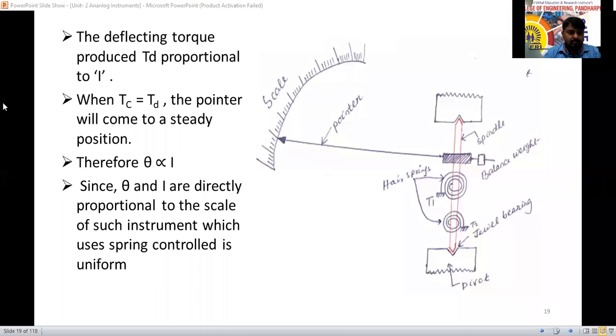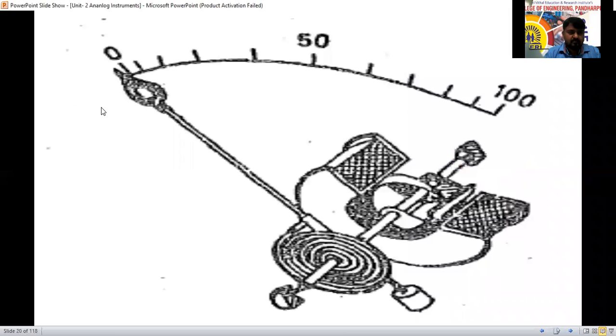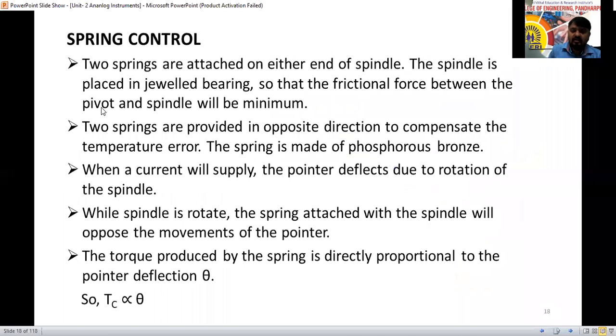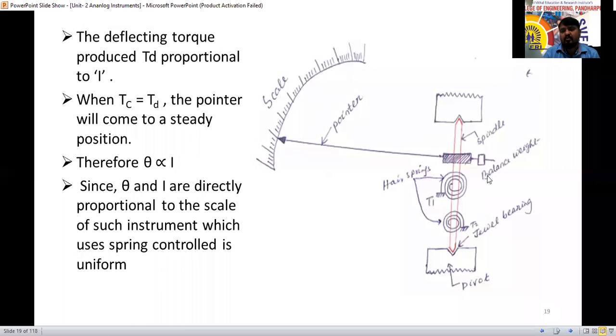So two springs are attached to either end of the spindle. Here, see this diagram. This is the spindle, which is the rotating part. Here the bearings are there. For this spindle, one balance weight we have added and the pointer is connected here. I'm just giving the example here, and two springs are connected here. This is one spring, another one is the second. T1 and T2, two springs are there.